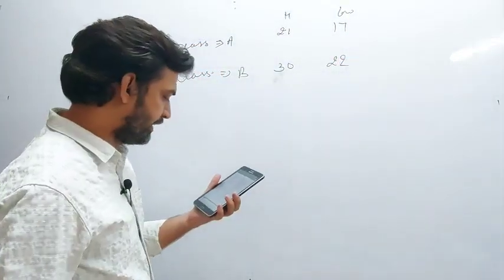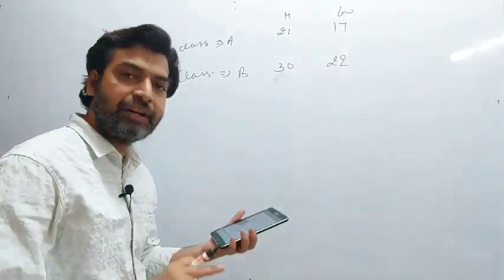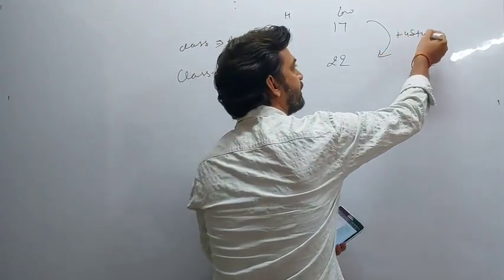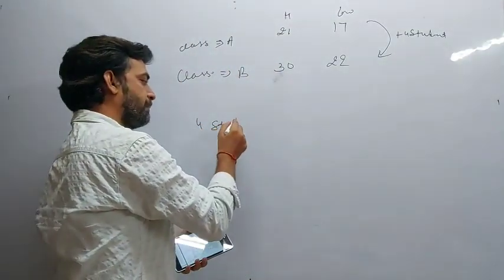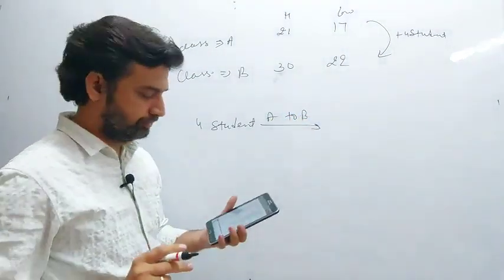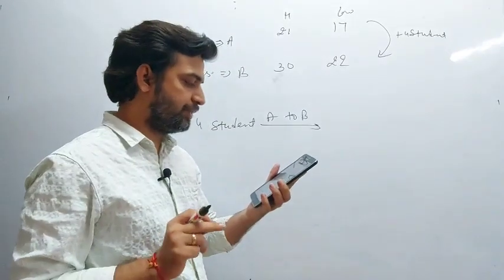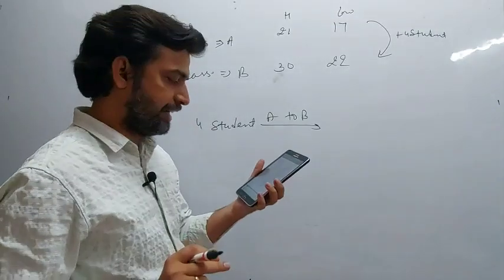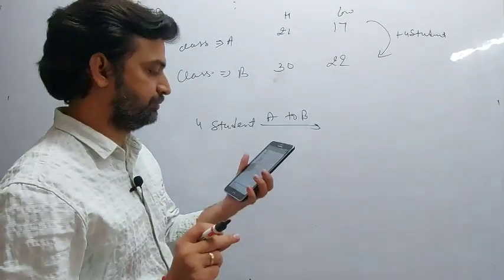Now the question is saying that 4 students are shifted from A to B. Now consider the following statements. Statement number 1 says that the average score of class B will definitely decrease. The second says that the average score of class A will definitely increase.